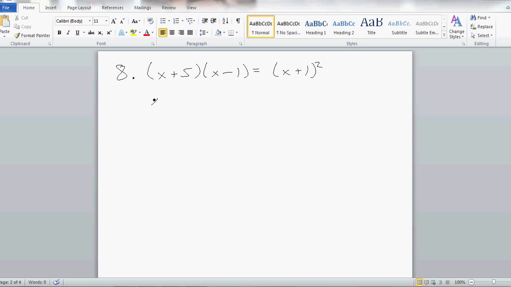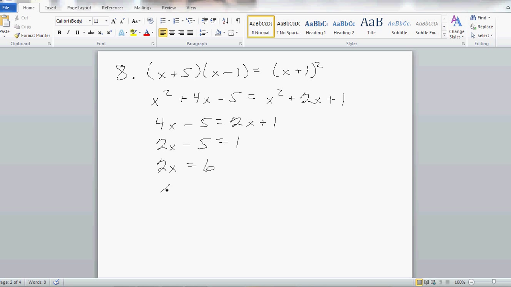FOILing this, we get x squared plus 4x minus 5, and FOILing this side, we get x squared plus 2x plus 1. Now once again, we need to get everything to one side and go from there. So I can subtract x squared from both sides and get 4x minus 5 equals 2x plus 1. I can subtract 2x from both sides, so I get 2x minus 5 equals 1. I can add 5 to both sides. Then finally divide both sides by 2, and we get x equals 3.